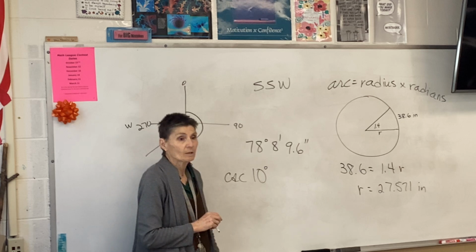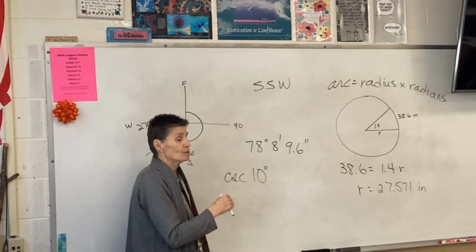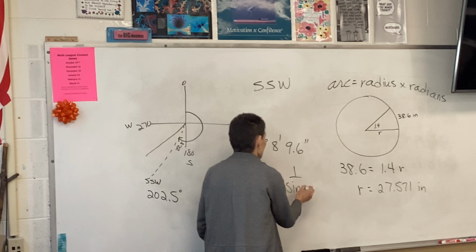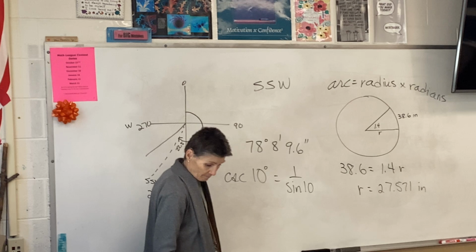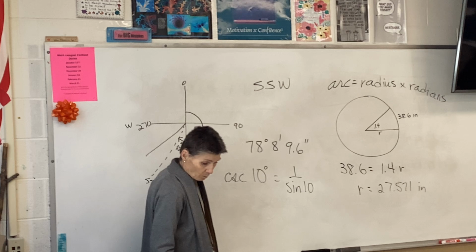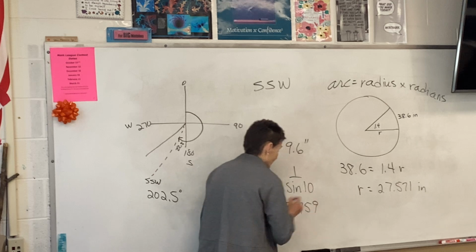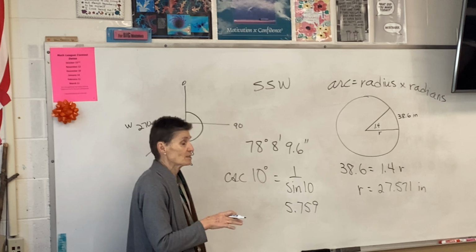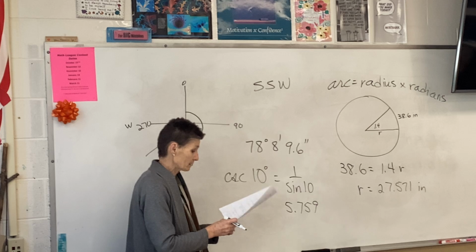Cosecant is reciprocal of sine. So remember, if you don't have the button, you have to do 1 over something. So this is going to be 1 over sine 10. So 1 divided by sine 10. Did you get 5.759? There really isn't room for any partial credit on these problems, so you kind of want to just make sure you're typing things in correctly.